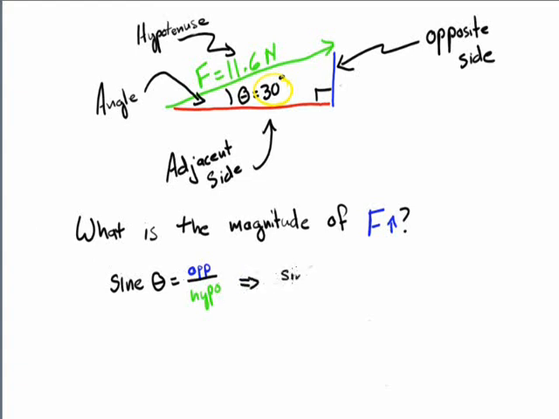Sine 30 degrees equals, do I know what opposite is? No, so I'm just going to write it again. Opposite divided by, do I know what hypotenuse is? There's actually a number that I can insert, 11.6.